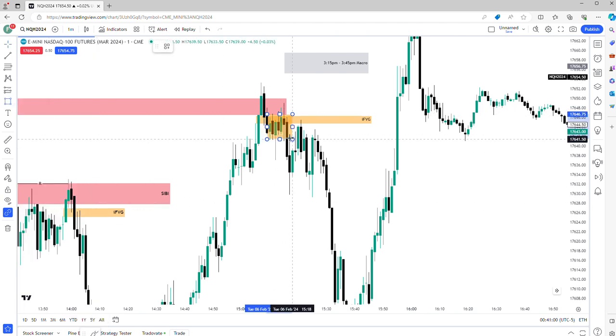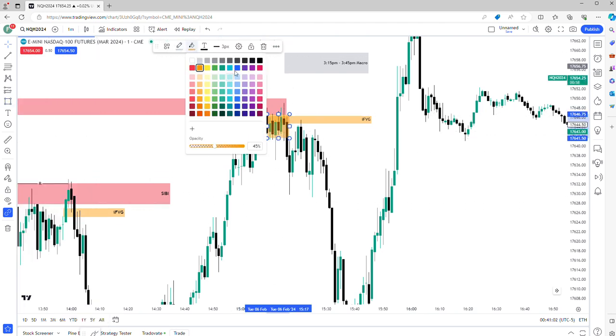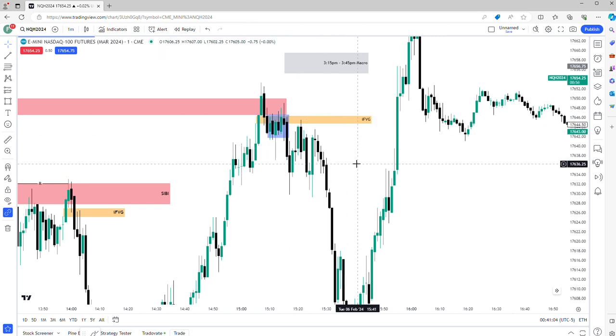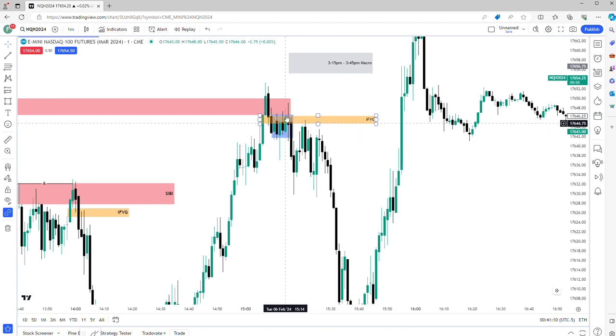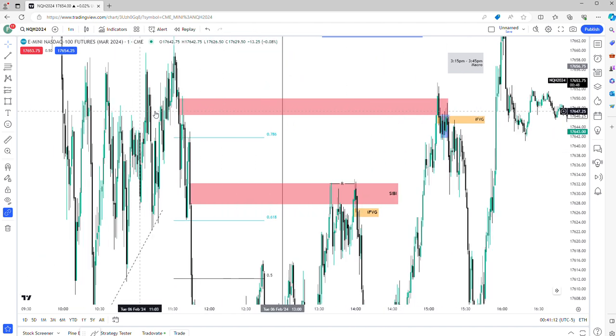But I mentioned this, right? The fact that there's accumulation in that inversion fair value gap. That's exactly what you want to see. The way I see this, we're accumulating short orders. Now, the wicks tap back into this SIBI, right? They tap back into this bearish fair value gap.